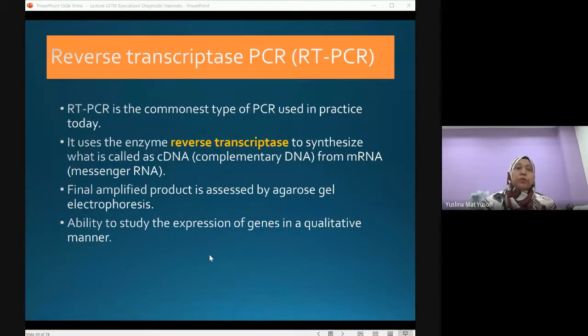So now we move to RT-PCR, the reverse transcriptase PCR. It is the commonest type of PCR used in practice today, especially in hemato-oncology. It uses the enzyme reverse transcriptase to synthesize what is called cDNA, or complementary DNA, from mRNA, the messenger RNA. The process is similar to what I've shown earlier, but we just use this enzyme, reverse transcriptase. The final amplified product is assessed by agarose gel also, and here we can study the expression of genes in a qualitative manner.